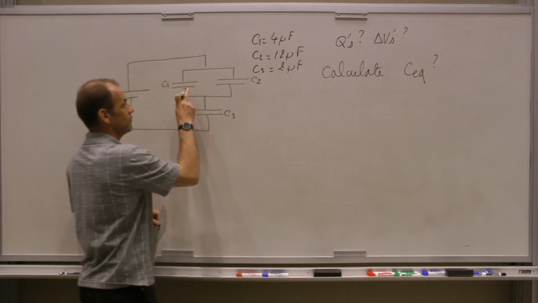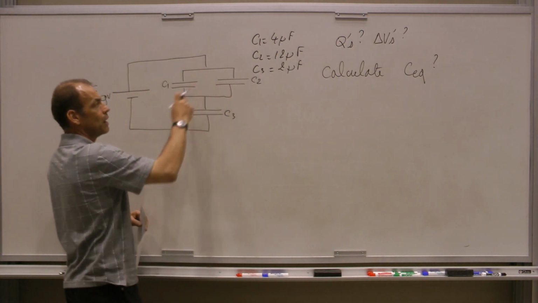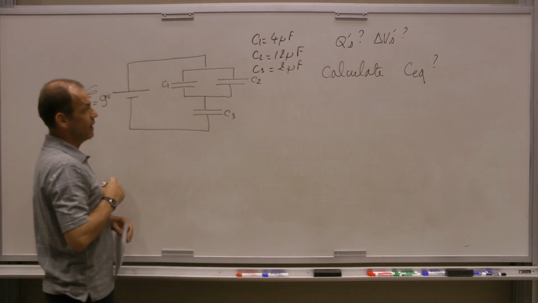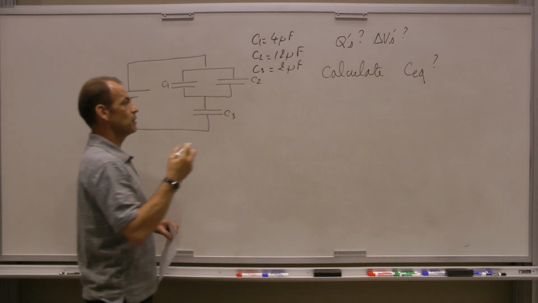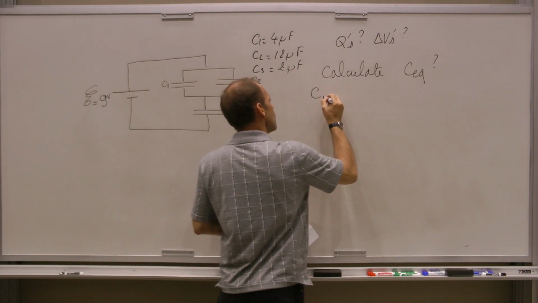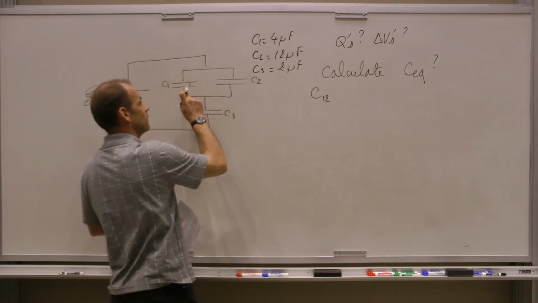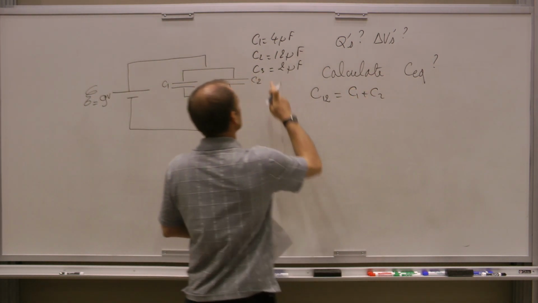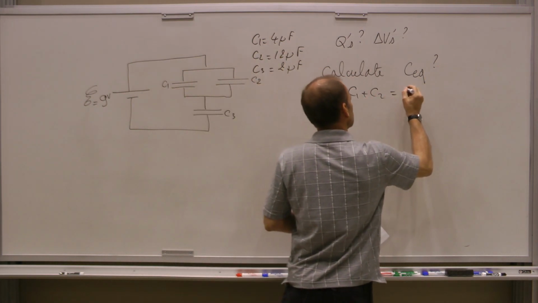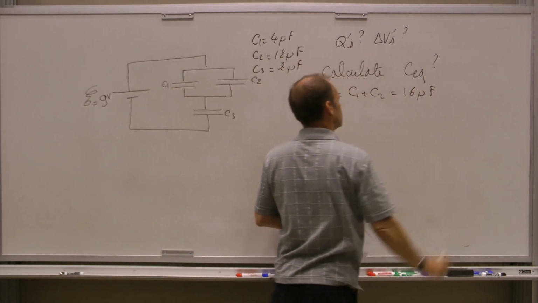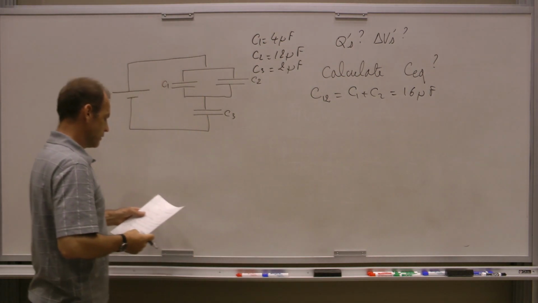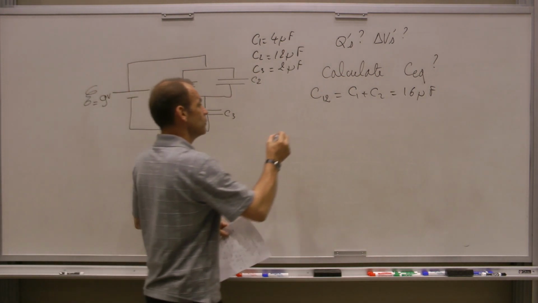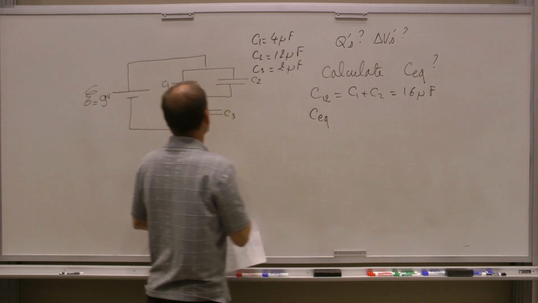So first thing, we have C1 and C2, which are in parallel with each other. Two capacitors in parallel add up. So I would have C12, the equivalent capacitor of C1 and C2, which would be C1 plus C2. C1 plus C2 would be, therefore, 16 microfarad. And then we need to calculate the C equivalent.